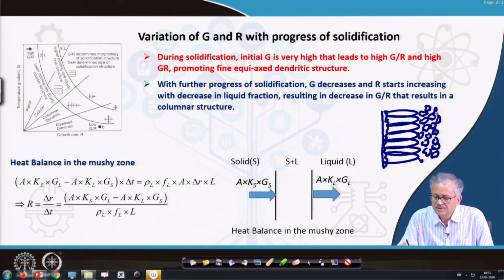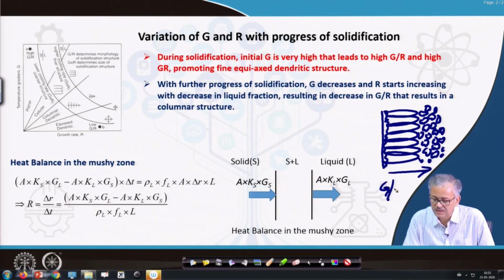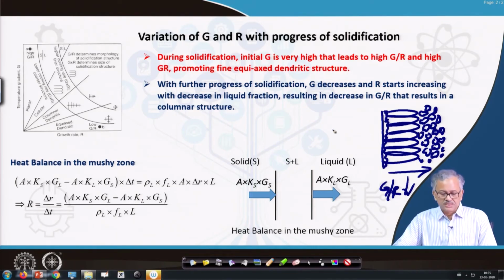Along with it, in the case of alloy solidification, constitutional supercooling also adds to the undercooling, and that also promotes this equiaxed structure. Anyway, from this also you can understand that as G by R becomes very low, you will have equiaxed structure. So basically in this direction G by R is decreasing. G by R decreasing means G is decreasing and R is increasing, like that. So you can get this type of structure.